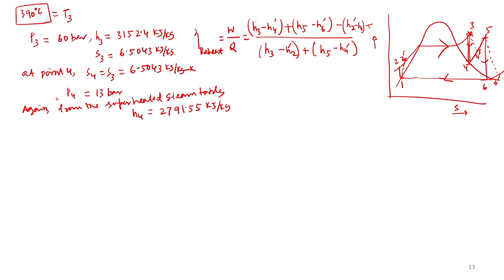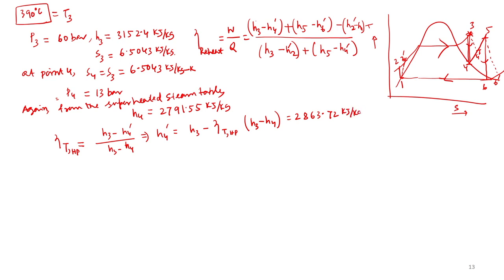So, to find H4', we need to take help of turbine efficiency. Turbine efficiency eta is H3 minus H4' to the H3 minus H4. Okay. So, we can find out H4' is something like H3 minus eta_T, and this is actually nothing but high pressure turbine eta_HP multiplied by H3 minus H4. So, this is found to be 2863.72 kilojoule per kg, right.